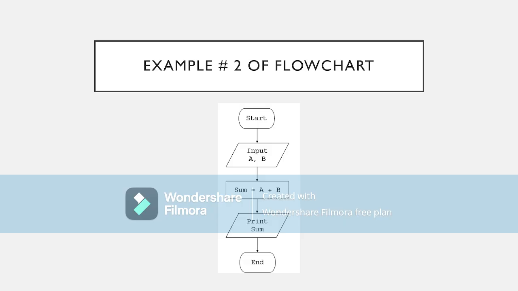Here we have another example of a flowchart. It is a very simple flowchart. It takes two inputs from users, A and B, then it shows the process in the rectangle. It sums those two numbers, saves that number in the sum variable, and then it prints out the sum variable, and then it ends. Now let's go to the compiler and make this program.